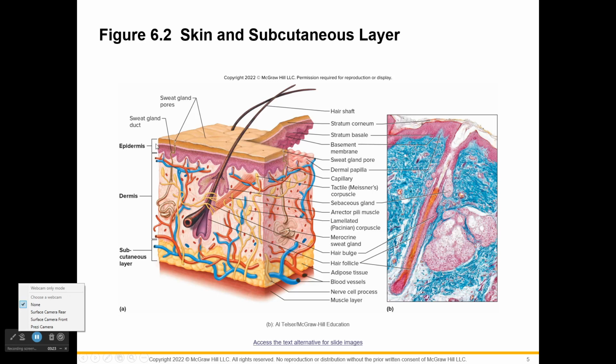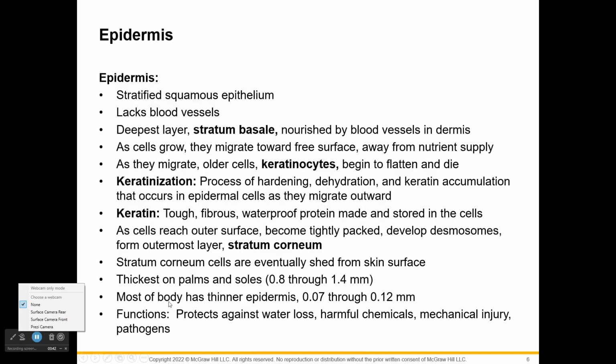All right, this is a better picture. I like this one better. So you can see the epidermis is here. There's that basement membrane. So all these are flattened, stratified squamous epithelium. And then here's our dermis. And then here's our subcutaneous membrane. Oh, let me go back.